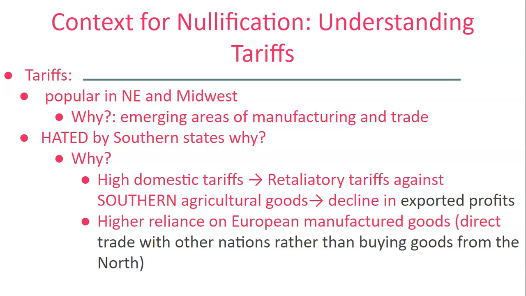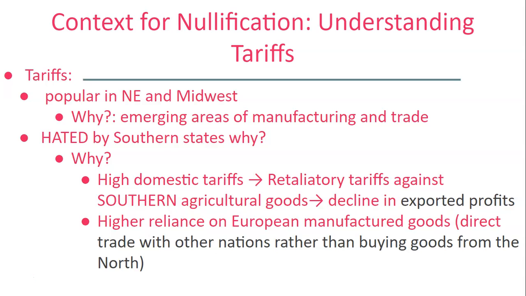Why? Well, southern and western states tended to import manufactured goods more than buying goods from northern states. They were also fearful of retaliatory tariffs, of tariffs being slapped on southern exports in different countries. So if the South is exporting tobacco to France, they're fearful that France is going to pass tariffs on the American tobacco, and it's going to raise the price there, and they're not going to sell as much.